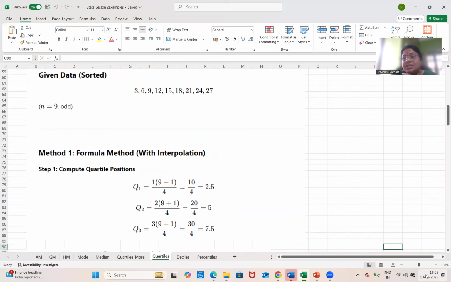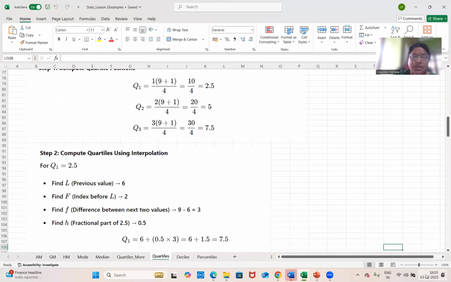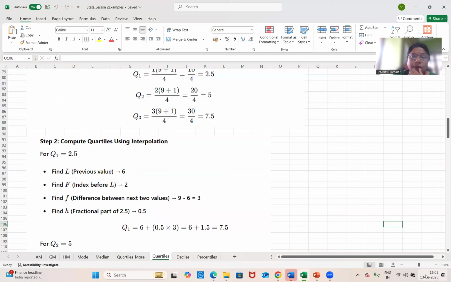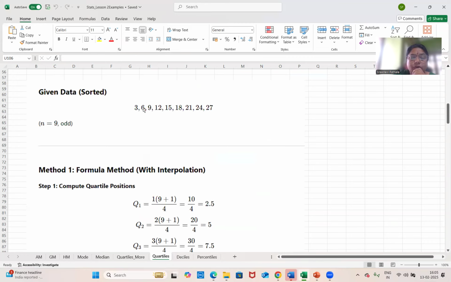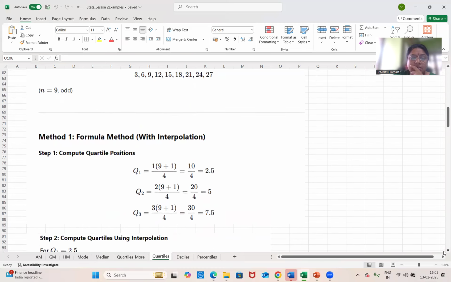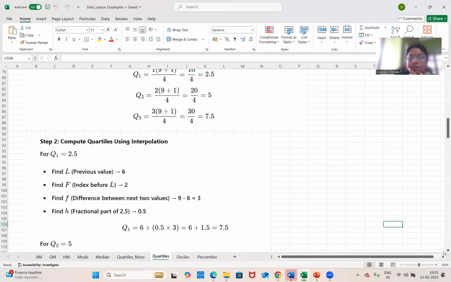Substituting the values is easy, but identifying what the Q value, the P value, and the F value are is important. Now let's take the example of Q1 being 2.5. 2.5 lies between the second and third positions. What is the second position? 1, 2. So it lies between 6 and 9. So 6 becomes your lower value, and 9 minus 6 becomes your small f.